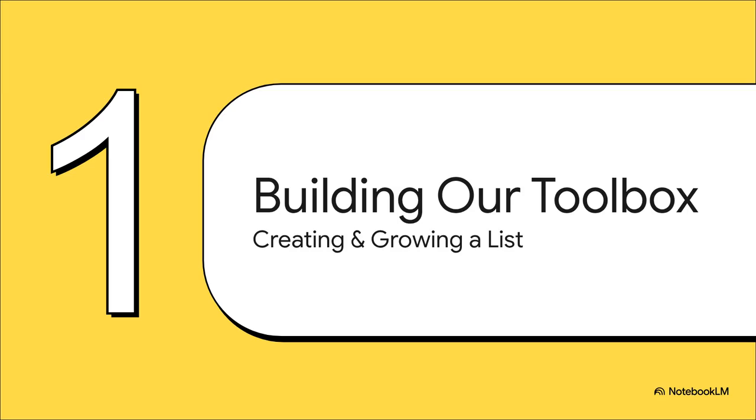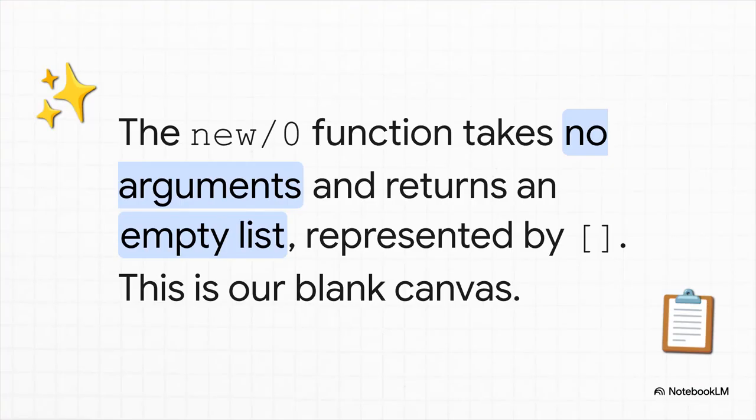Okay, with that foundation in place, let's start building a little toolbox for ourselves. We're going to use it to manage a list of programming languages. So first things first, how do we even create a list from scratch and start adding things to it? Every good project needs a starting point, right? For us, that's this new/0 function. Now that /0 you see, that's just Elixir's way of telling us that this function takes, well, 0 arguments. You just call it and bam, it hands you a perfect blank canvas, a brand new, totally empty list.